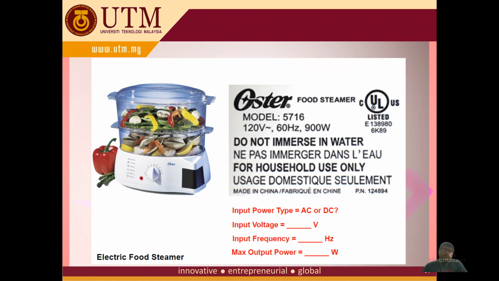Okay, so this is another model, a food steamer. Let's focus more on the voltage. For example, this is the voltage: 120 volt AC system. The frequency is 60 hertz and the power is 900 watt. Based on this, you know how to find out the value of input voltage and output voltage, the frequency, and the power used by this product.